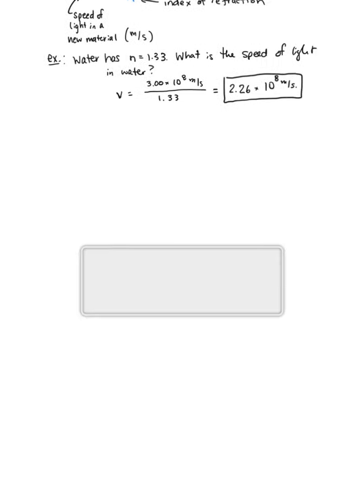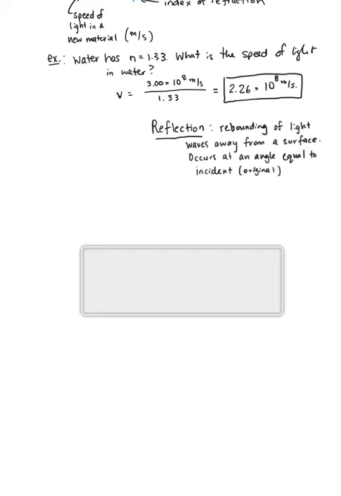One last phenomenon that we can discuss with regards to light's behavior as a wave is reflection. We discussed reflection to a small extent when we talked about sound waves and echoing. Reflection for light waves means a rebounding of light from a surface. When light reflects, it rebounds away from a surface and occurs at an angle that's equal to an incident value or original value.